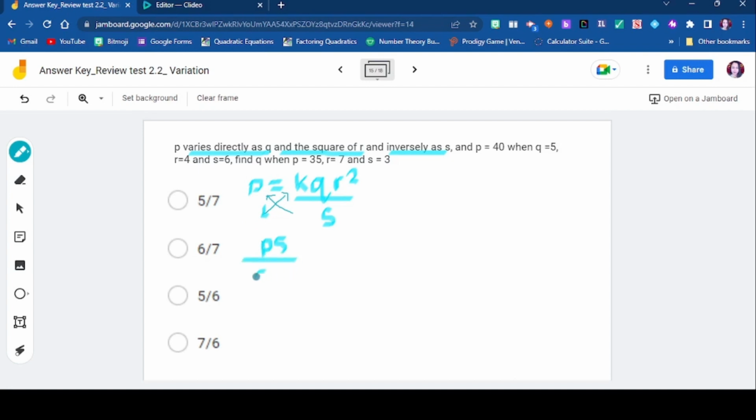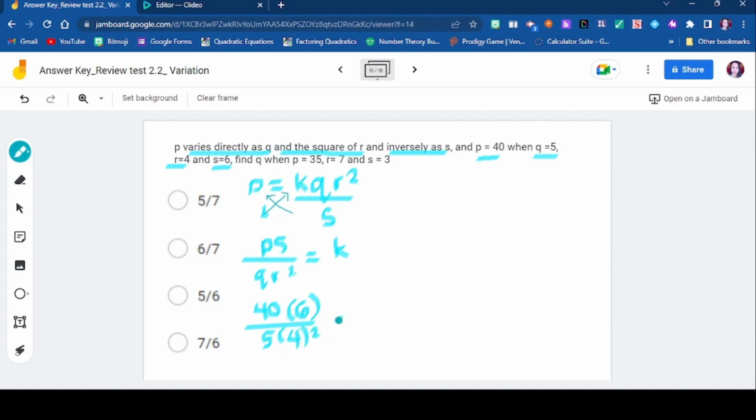So that would be QR squared is equals to K. Now we are ready to substitute P, which is 40. Change that into 40 and P, then S is 6. After that, we have to divide the value of Q, which is 5. Then the value of our R is 4. So 4. And don't forget that it is squared.